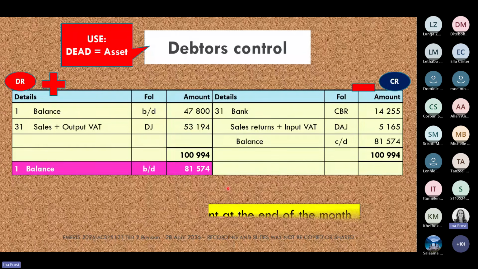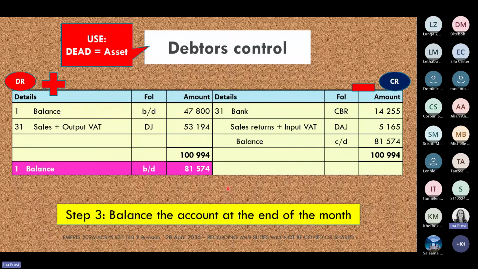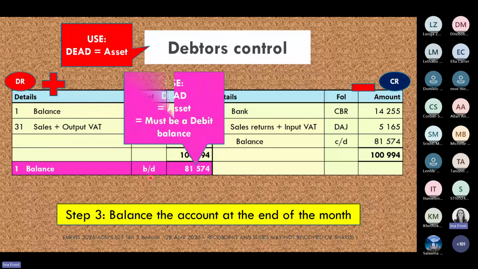Finally, I'm going to balance my account. And because I'm dealing with a debtor, the balance brought down must always be on the debit side, because a debtor is an asset and an asset must have a debit balance.